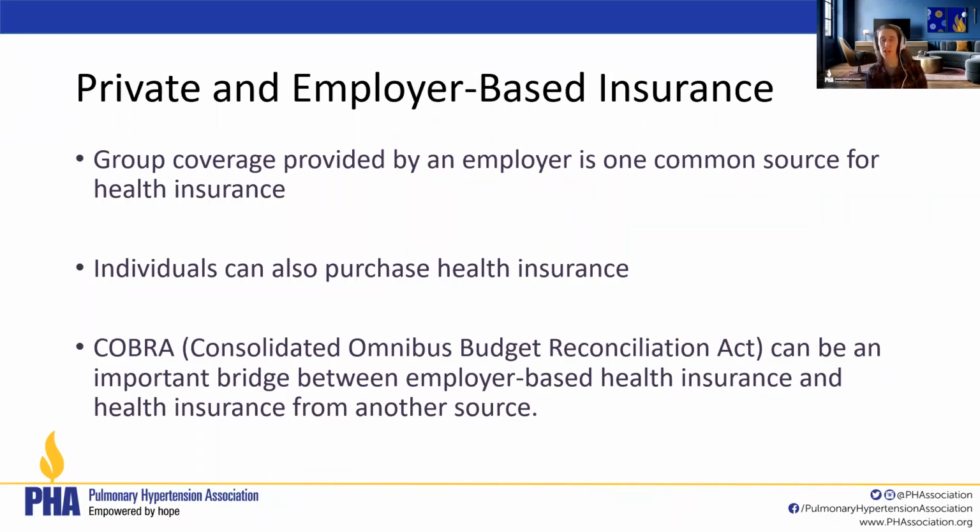So if you do stop work, you can maintain your group coverage for 18 months. You do have to notify your employer within 60 days of the qualifying event. If you leave work because you're disabled, then COBRA does give you an additional 11 months of coverage, which brings the total to 29 months, which would be, hopefully, around when your Medicare kicks in if you had applied for Social Security immediately after you stopped working.